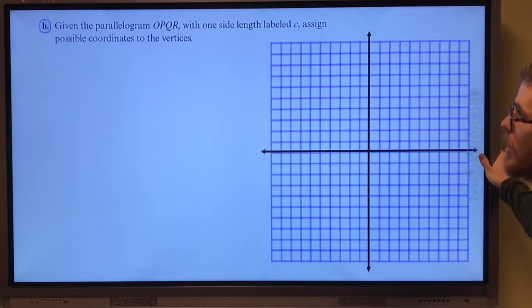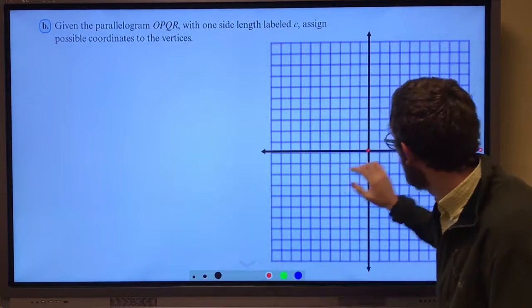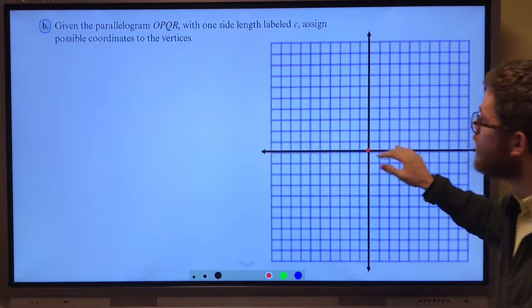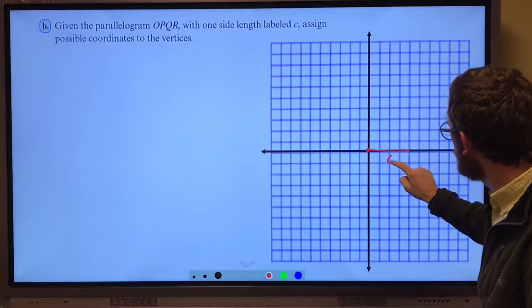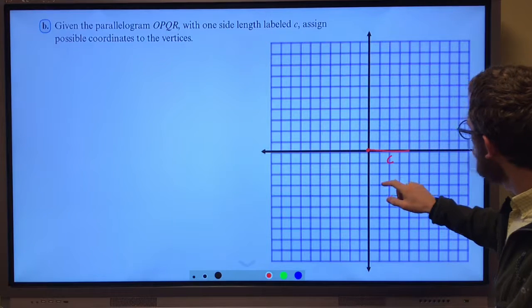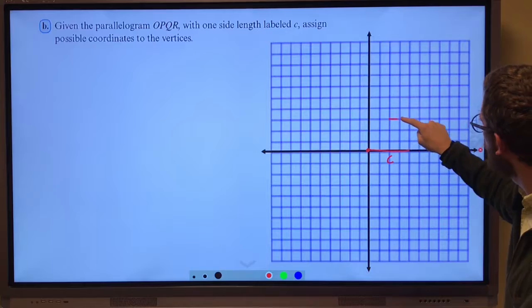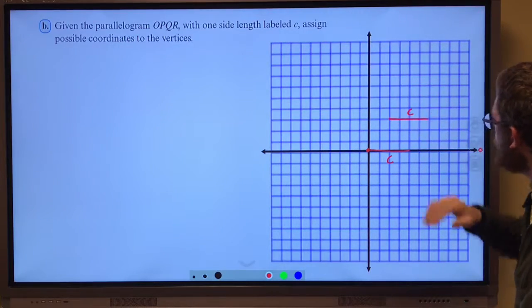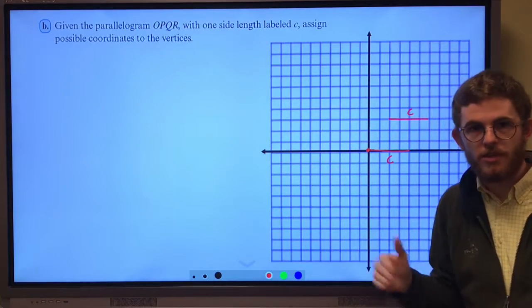We've got parallelogram OPQR, one side length labeled C. Assign possible coordinates to the vertices. All right, so I'm going to place again a vertex at the origin. That makes sense to me. One side length is labeled C, so if I go over C units, that looks good right there. No matter what happens, my parallel side, so if I put a parallel side right here, has to have that same side length, because we know in parallelograms the opposite sides are congruent.